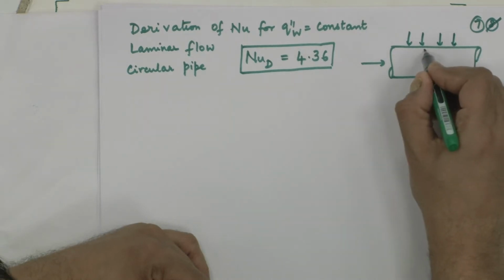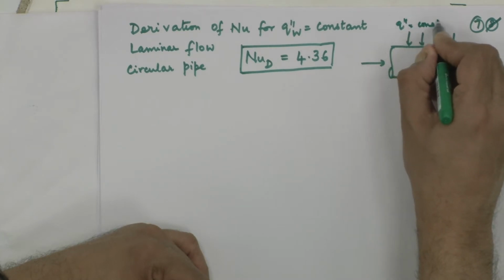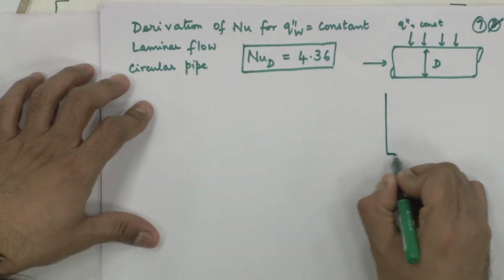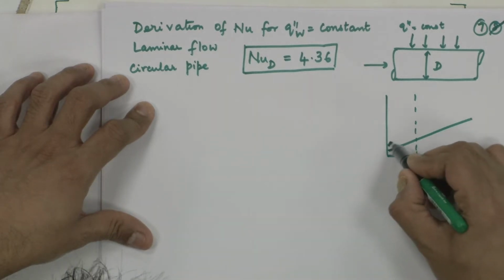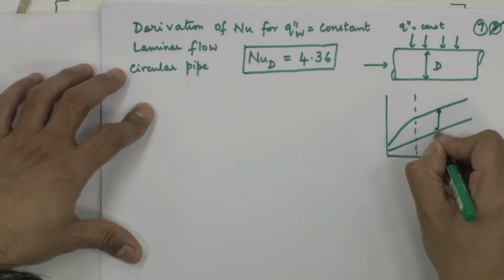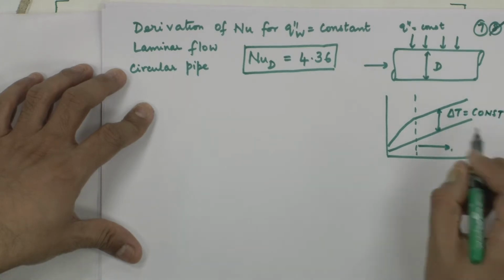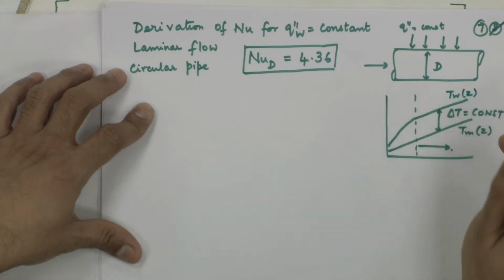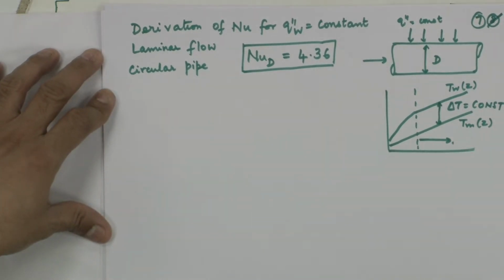So, if there is a pipe of diameter d and the heat flux is constant, then we have seen that the wall temperature as well as the bulk fluid temperature are going to vary like this. In the fully developed part, delta T is constant. That means, even though the bulk fluid temperature and the wall temperature are varying, the driving temperature difference is virtually constant throughout.